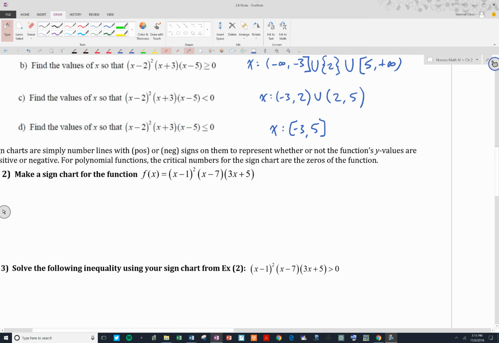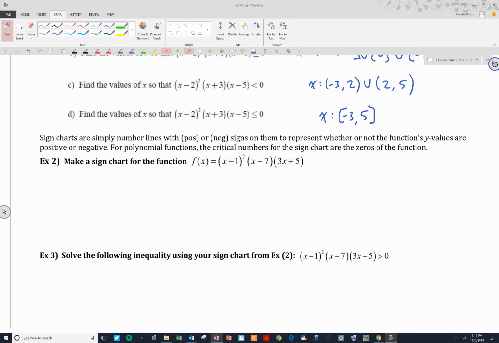The next thing we're going to take a look at is a sign chart. Now, essentially, a sign chart will do the exact same thing that the graph did. So we can answer these questions with either a sign chart or a graph. I want you to get used to using both of them. All right, now here's what a sign chart looks like. A sign chart will have a number line. This will look a little bit nicer. It'll be a number line with the zeros from the function on it. So this function that we have here has zeros of 1, 7, and -5/3. Those are the three zeros.